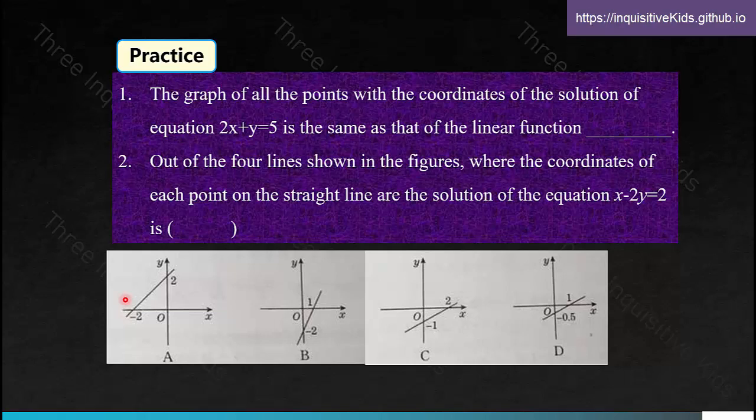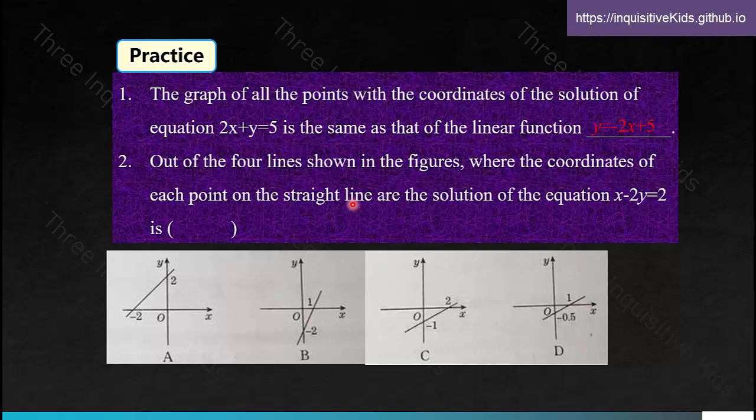Practice. The graph of all the points with the coordinates of the solution to the equation 2x plus y is equal to 5 is the same as that of the linear function what? So it's asking you really to rewrite this equation given right here as a linear function in the form of y is equal to mx plus b, or kx plus b. So after isolating y on one side, you would have y is equal to negative 2x plus 5.